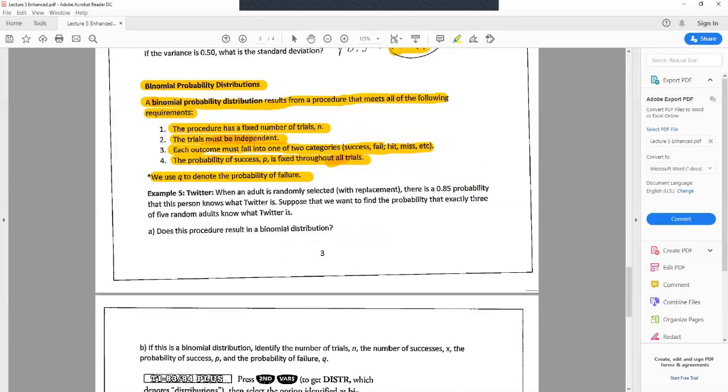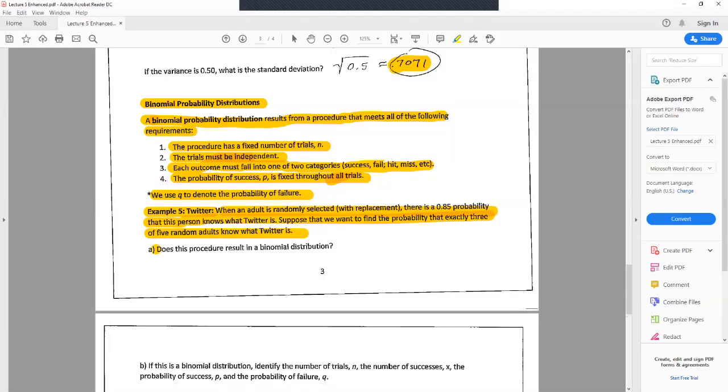Let's look at an example here. Example 5, Twitter. When an adult is randomly selected, with replacement, there is a 0.85 probability that the person knows what Twitter is. Suppose we want to find the probability that exactly 3 of 5 random adults know what Twitter is. Let's put it into context. Basically, 85% of adults know what Twitter is. So if you were to go out and randomly choose 5 adults and survey them and say, do you know what Twitter is? What's the probability that exactly 3 would know what Twitter is?